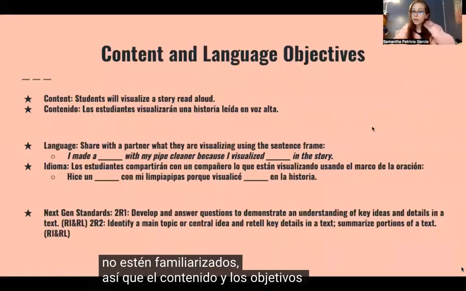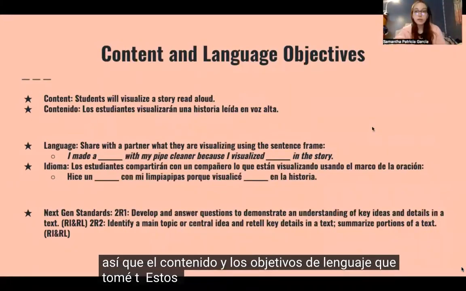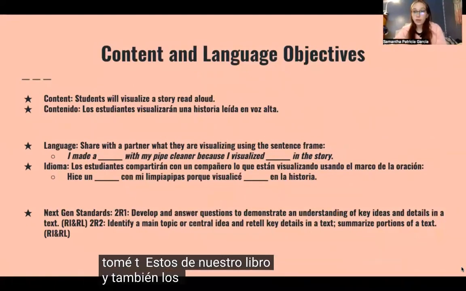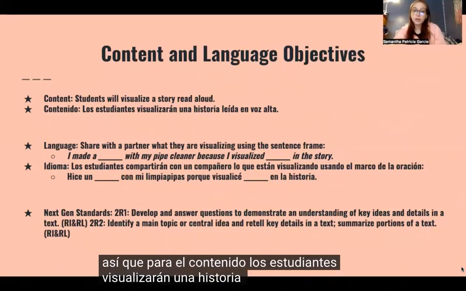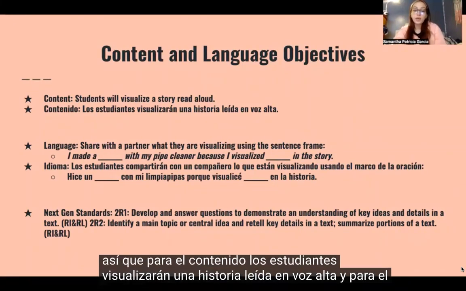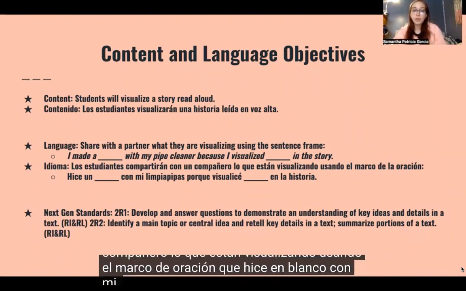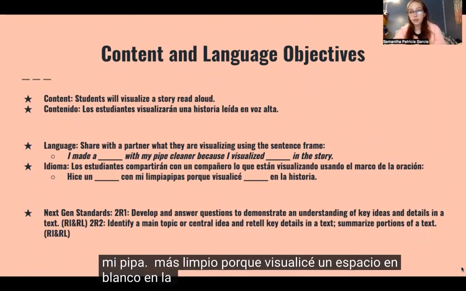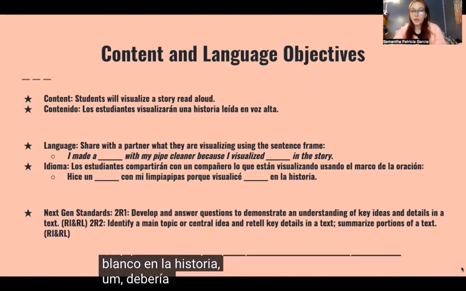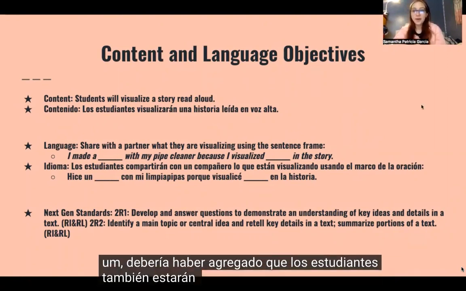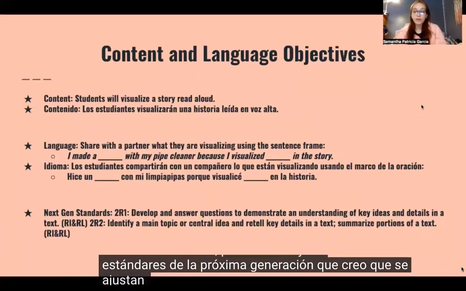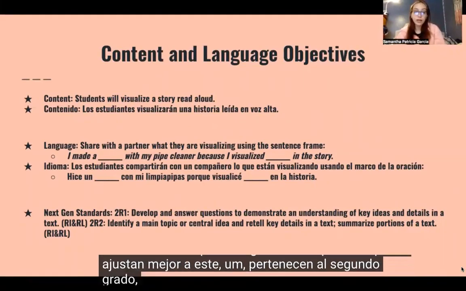So the content and language objectives, I took these ones from our book and I also translated them into Spanish as well. So for the content, students will visualize a story read aloud. And for the language, students will share with a partner what they are visualizing using the sentence frame: I made a blank with my pipe cleaner because I visualized blank in the story. I should have added "students will" in there as well. My mistake.